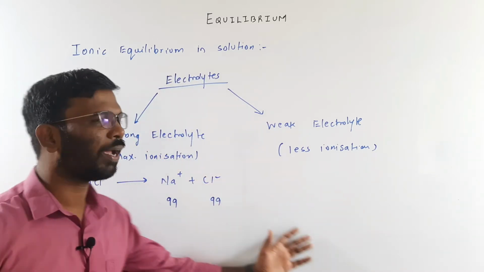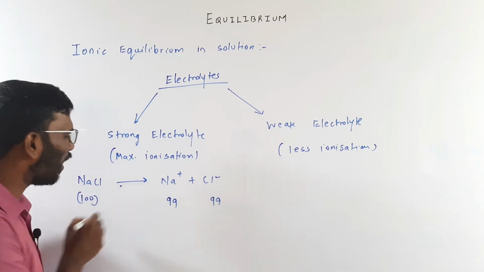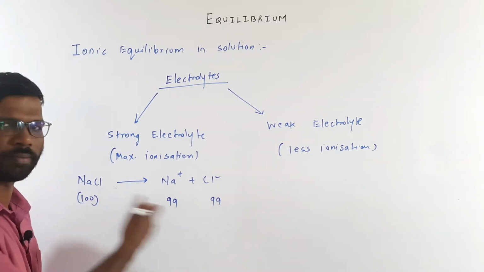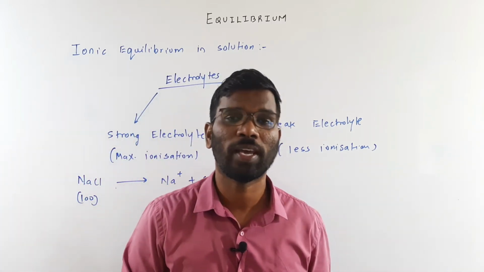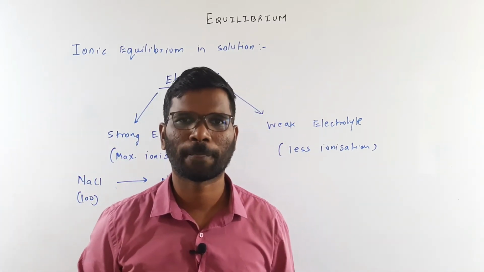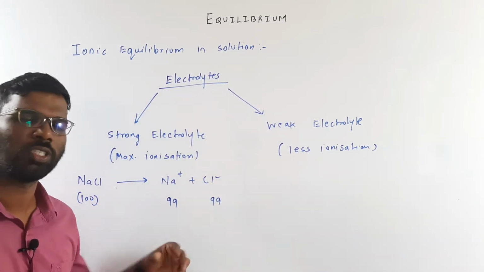But here maximum ionization is there and the backward reaction is very less. So this is just a forward reaction. There is just a formation of Na plus and Cl minus. Right? So here there won't be any equilibrium, just a forward reaction.